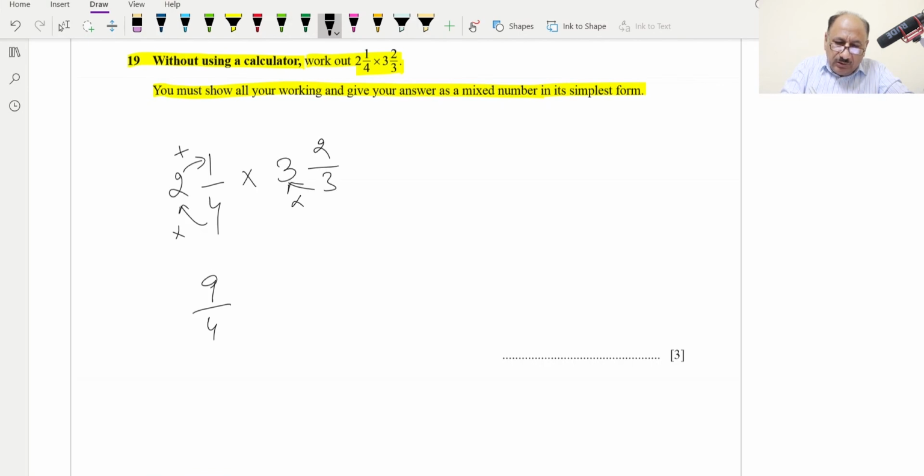3 into 3 will be multiplied, and this will be added. 3 3s are 9. 9 plus 2 is 11. So 11/3, and now this will be multiplied. If we multiply these two, there will be cancellation. 3 1s are 3.